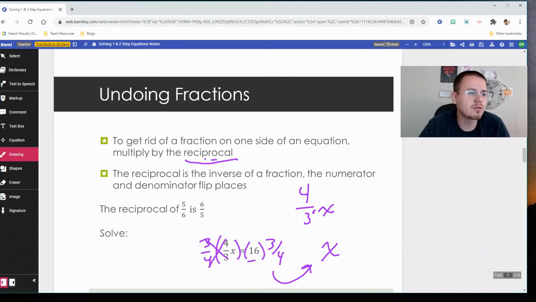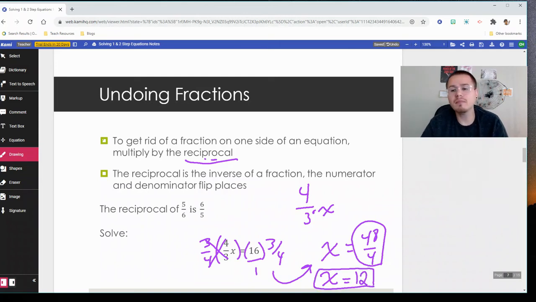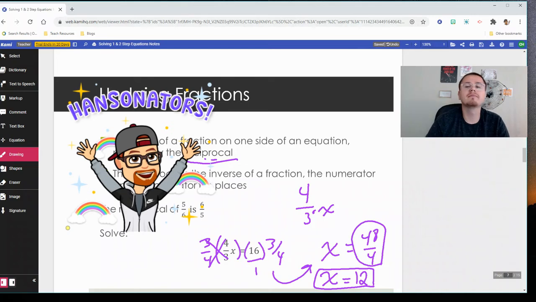So in this situation, make 16 over 1 a fraction. 16 times 3 is 48 last time I checked. And now we multiply the denominators. 1 times 4 is 4. But guess what? Look at that number. Can you simplify that? Can you reduce it? Definitely. How many times does 4 go into 48? Something like 12. And that, Hansenators, is your solution.